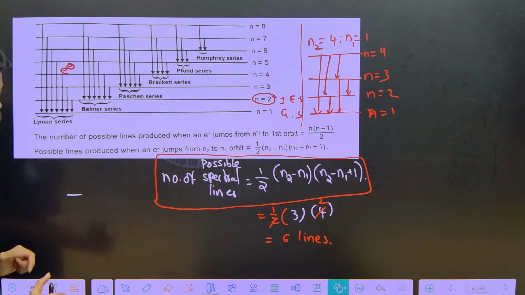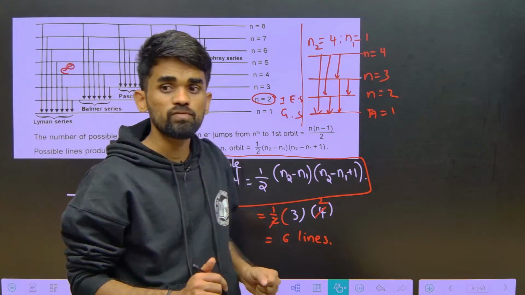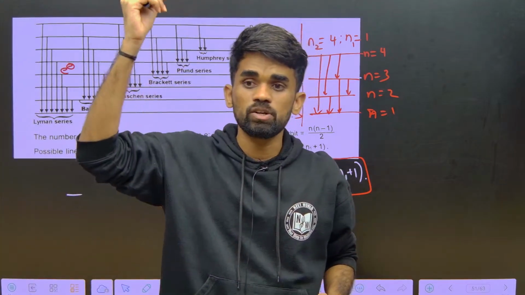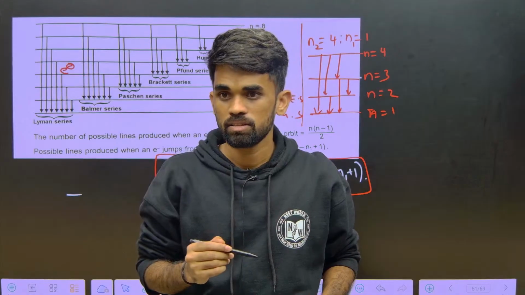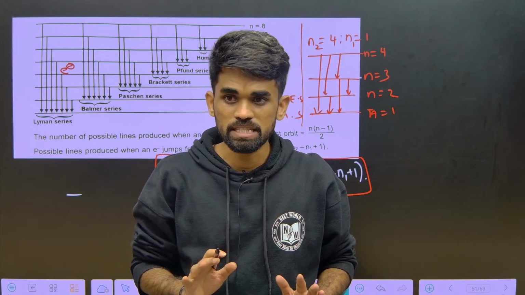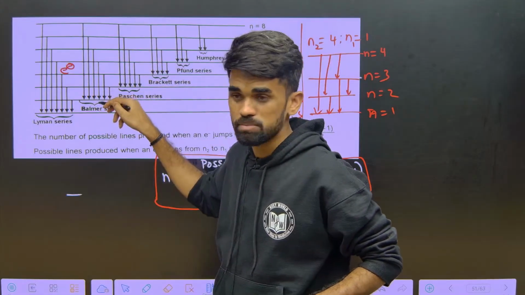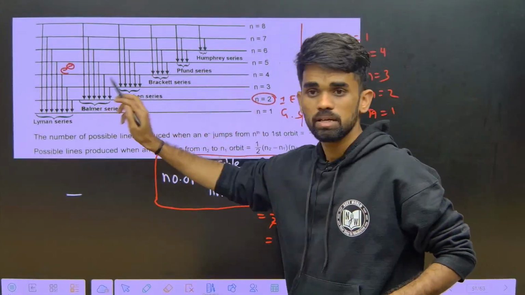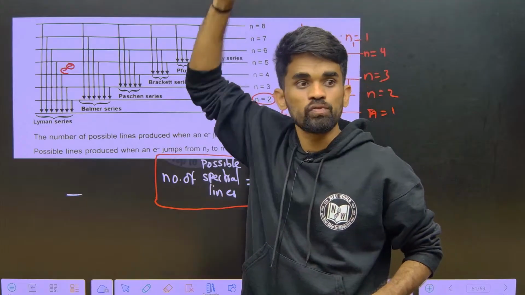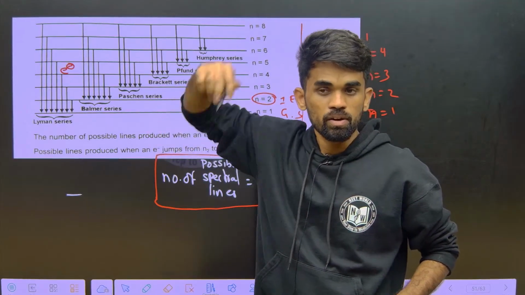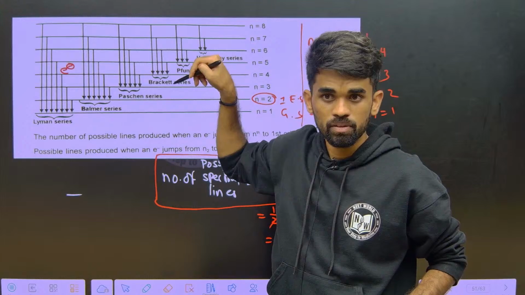Now an electron falling from the fourth energy state to the second energy state, in which series can we see this line? It belongs to fourth to second, I am saying. So second means Balmer. Fifth to first. Fifth to third.